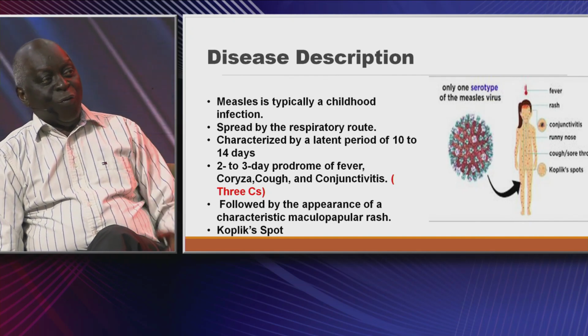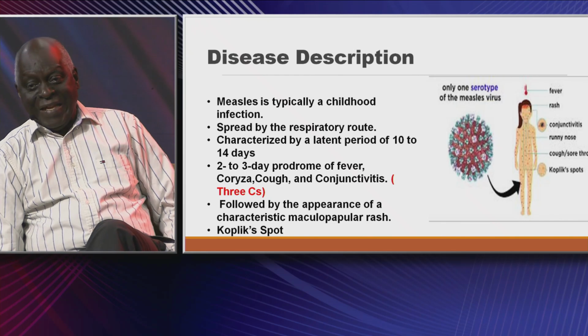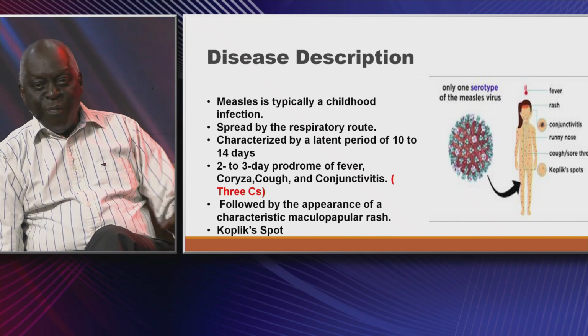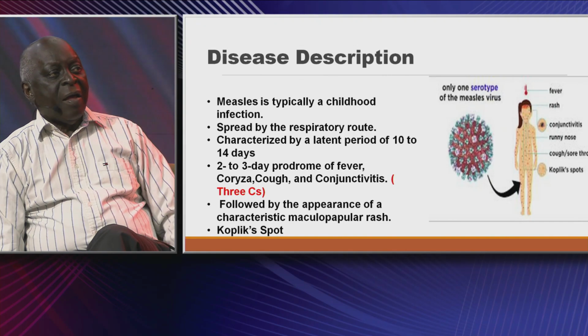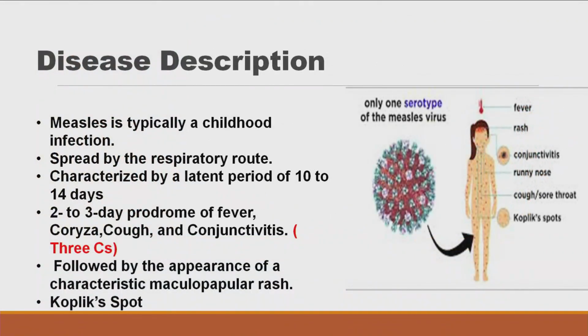That is why we always refer to this as the 3 C's. It's only in measles you get this. It's very, very pathognomonic. You have coryza, cough, and conjunctivitis. This is followed by the appearance of a characteristic maculopapular rash and Koplik spots. That is what is represented in the picture on the right.